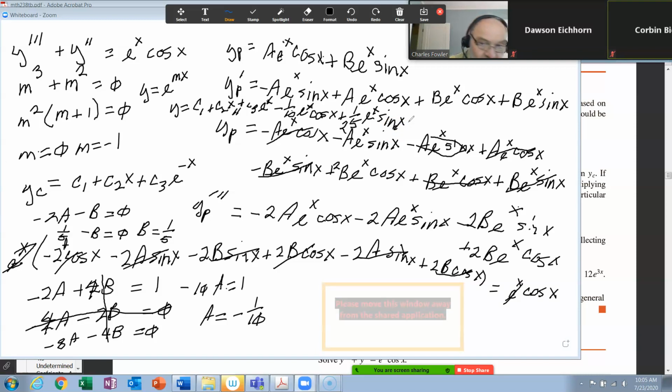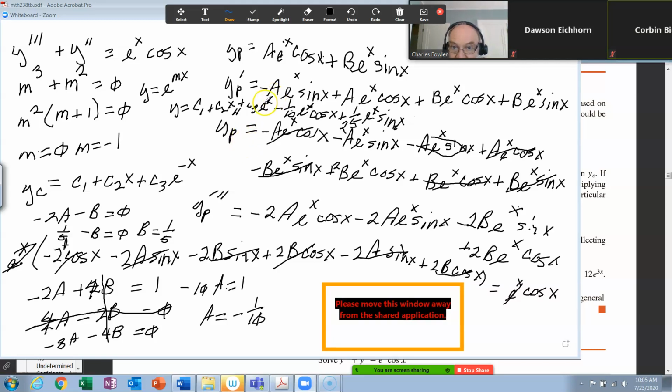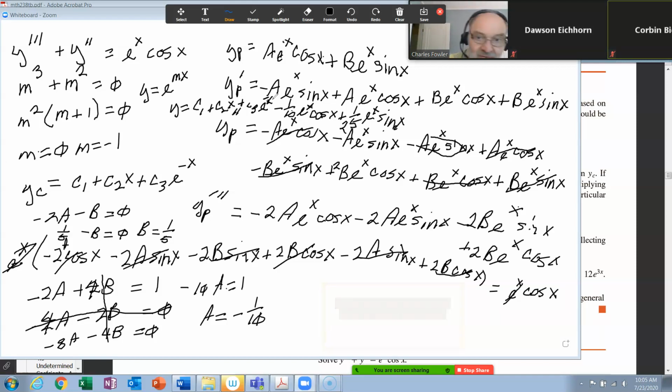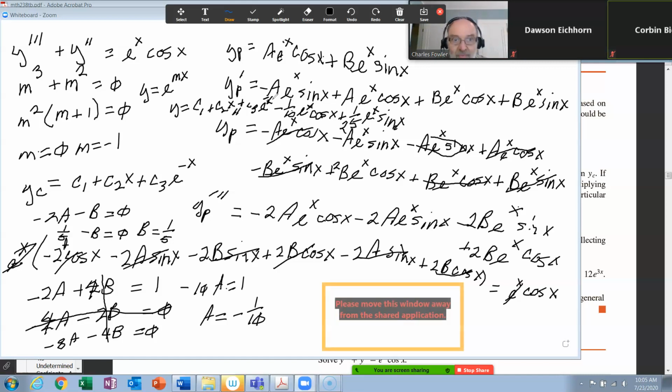y is equal to C1 plus C2x plus C3 e to the minus x. I didn't write that minus; if I tried to write it, it didn't show up. I can't get the, okay, there, it finally wrote. I think that's what happened before. C3 e to the minus x minus 1/10 e to the x cosine x plus 1/5 e to the x sine x. Whew. All right, there's example 10. Any questions on that? It shows a lot of the techniques that we were talking about. So any questions? All right, too clear.